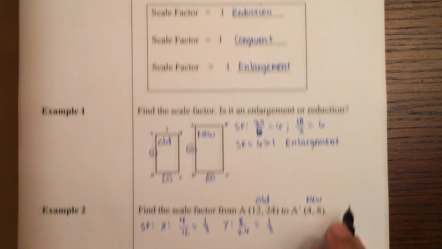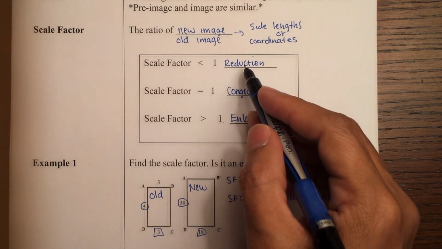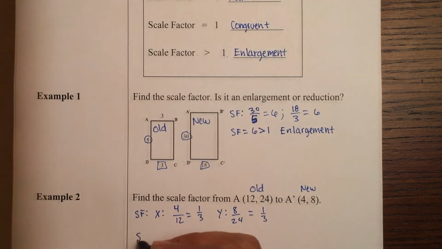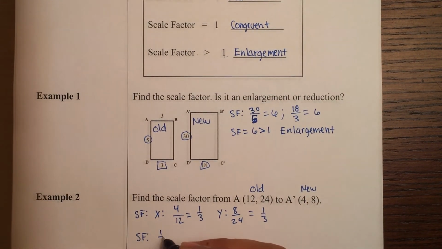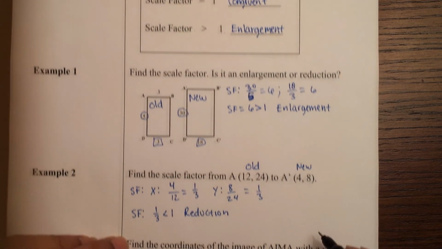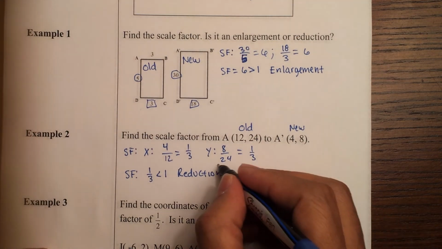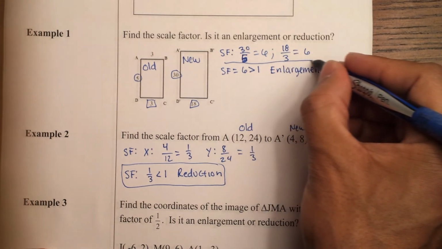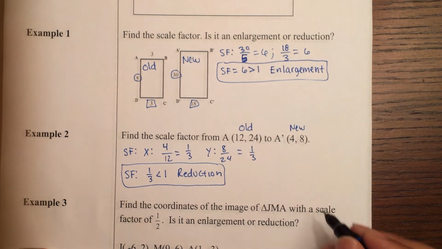Okay, now let's go back. If the scale factor is less than 1, then we are talking about a reduction. So we know the scale factor is 1/3, which is less than 1, so this is a reduction. Okay, so that's a reduction. Now the last example, this is the last example I'm going to give you for this tutorial.